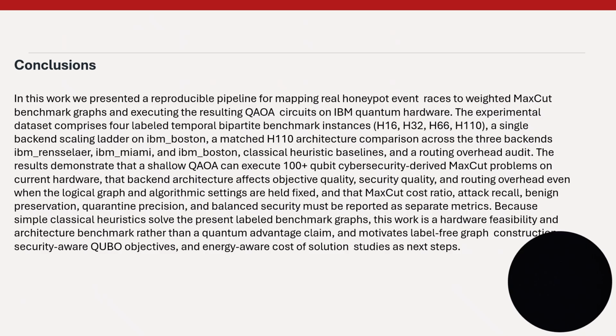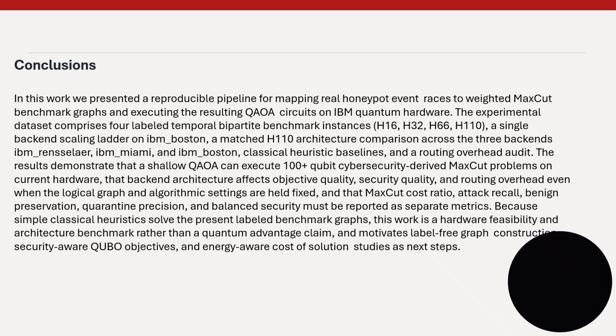In summary, we've talked about mapping real honeypot, DoS, and DDoS attack events through a weighted max cut benchmark and a QAOA circuit onto 3 types of IBM hardware using 4 different size datasets. The results demonstrate that a shallow QAOA algorithm can execute 100+ qubit cybersecurity-derived max cut problems on currently existing hardware. The backend architecture affects objective quality, security quality, and routing overhead, even when we hold other things constant, like the logical graph and algorithmic settings.